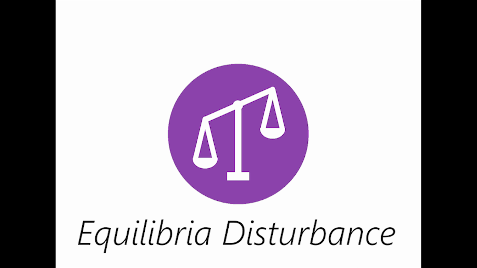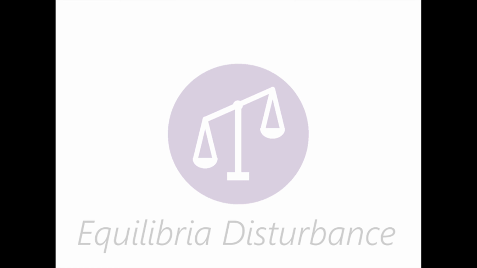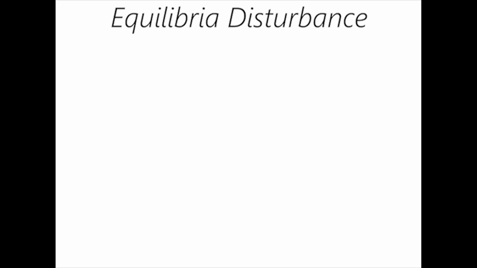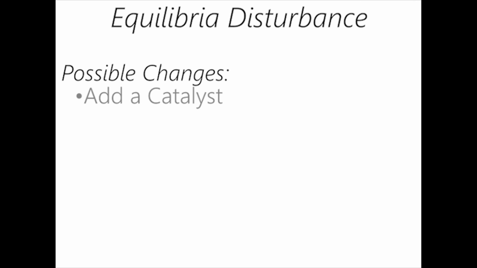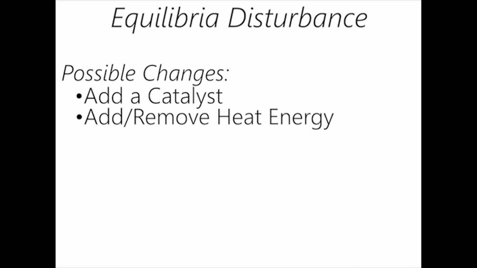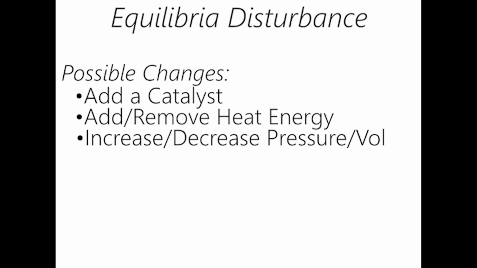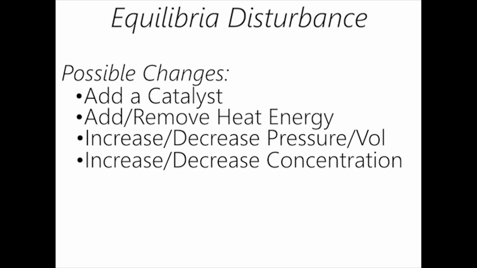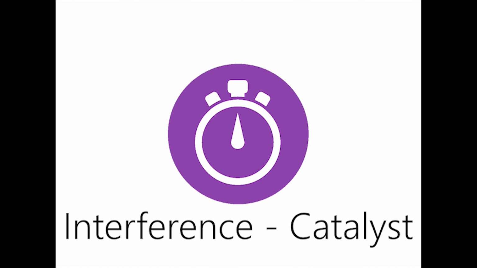So what happens when you disturb a system at chemical equilibrium? Well, let's have a brief overview of the changes that we can impose on such a system. We could add a catalyst, add or remove heat energy, increase or decrease the pressure, or increase or decrease the concentration of a species. First, let's look at what happens when you add a catalyst to a chemical system.